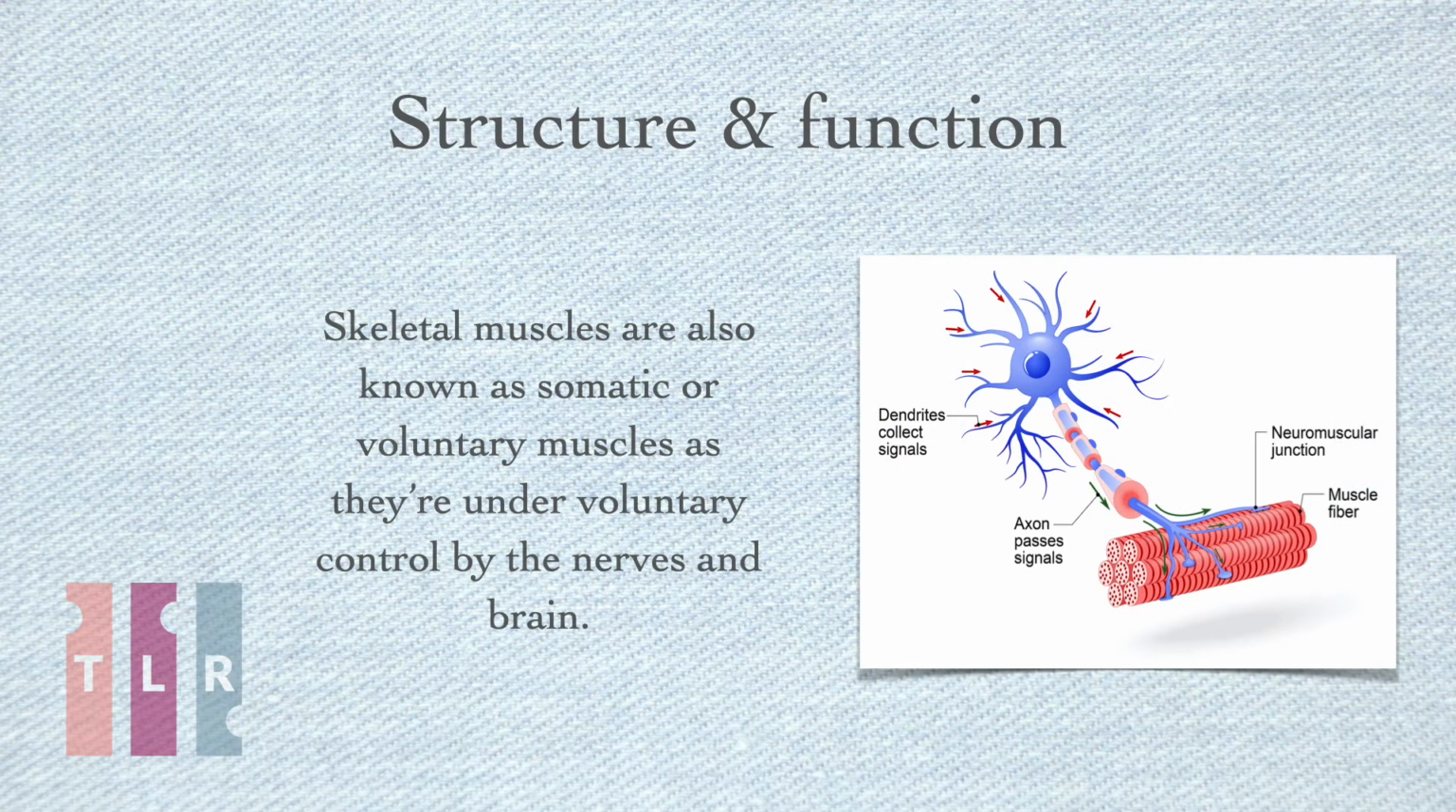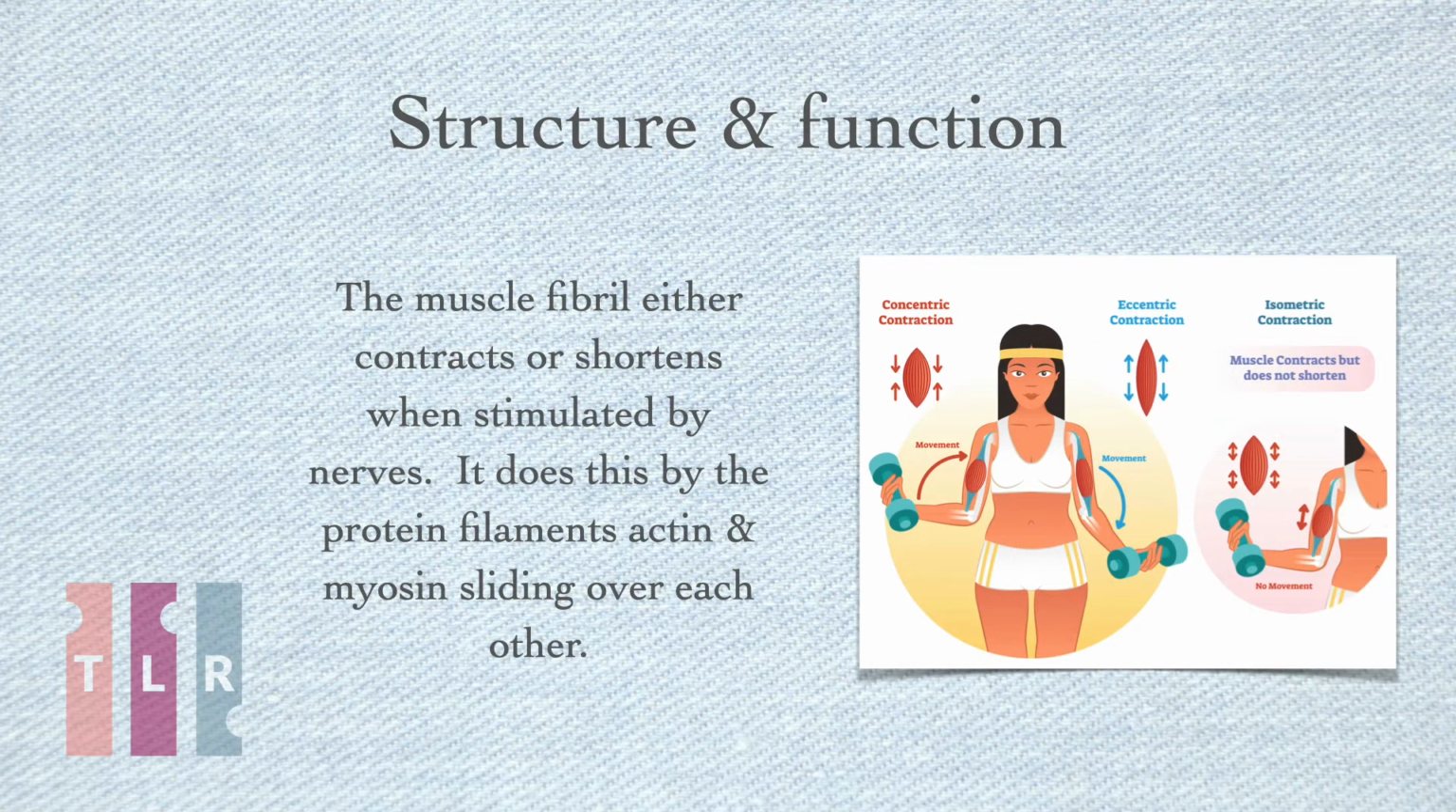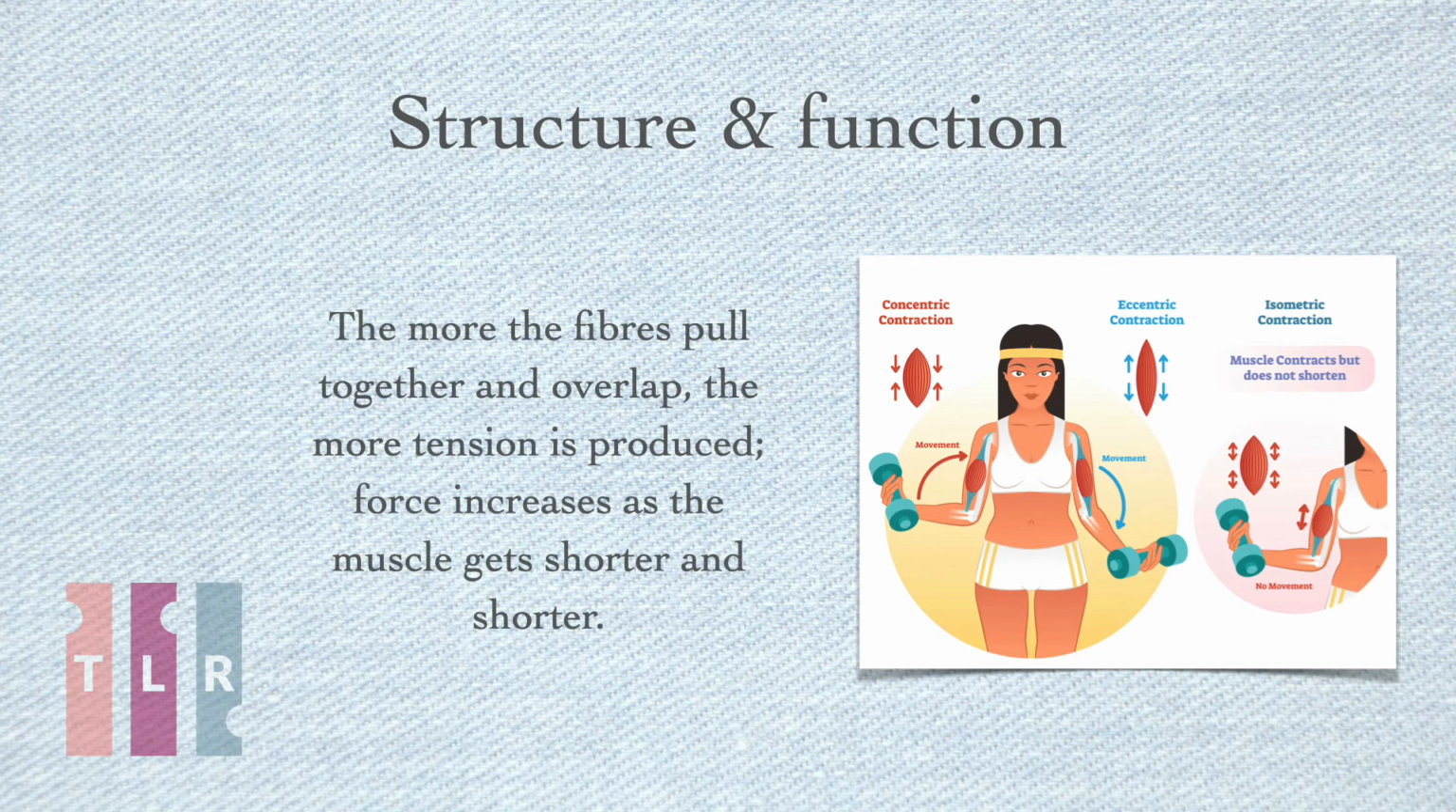Skeletal muscles are also known as somatic or voluntary muscles, as they are under voluntary control by the nerves and brain. The muscle fibril either contracts or shortens when stimulated by nerves. It does this by the protein filaments actin and myosin sliding over each other. The more the fibres pull together and overlap, the more tension is produced. Force increases as the muscle gets shorter and shorter.